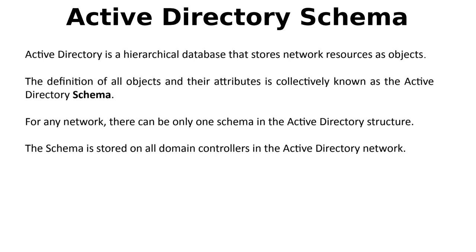Active Directory is a hierarchical database. It stores network resources, objects, okay? And all this information is called schema. The database of the Active Directory is called schema. For any network, you have only one schema in the Active Directory structure. Where is the schema stored? It is stored in all domain controllers in the Active Directory.